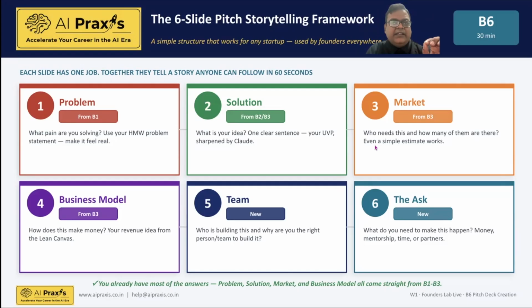Slide 4 is all about the business model. This comes from your lean canvas, as I mentioned earlier. The question is very simple here: how does the startup make money? Your revenue model from B3 becomes part of the pitch. Then we have two elements that are new. Slide 5 is all about the team, and this is where you can ask the question: who is actually building this?